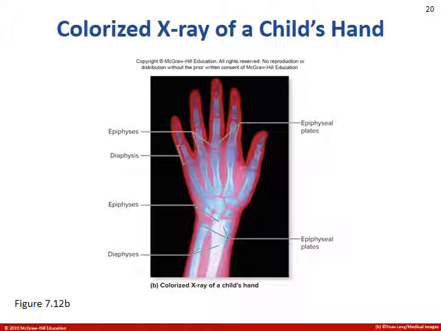Here's a nice colorized x-ray of a child's hand, and I just want to point out where some of these gaps are located. So I can look at this x-ray and I can tell that this is a child's hand because I'm seeing these little gaps between the epiphyseal ends and the diaphysis. And so that lets me know that if this was an adult bone, I would not see that little line. It would all be one bone. It would seem smooth, right?